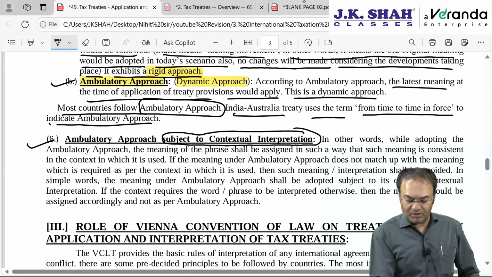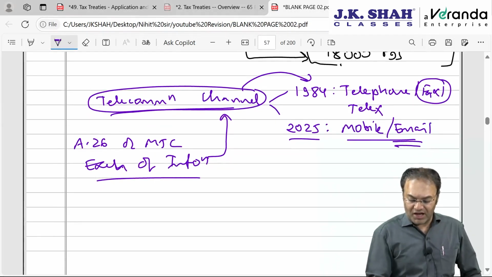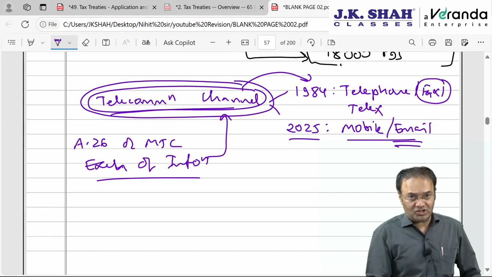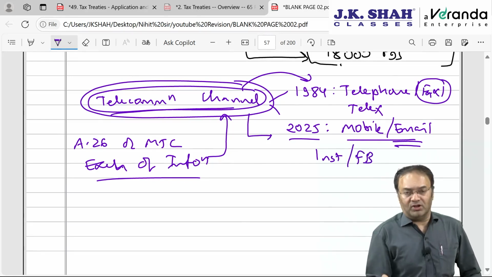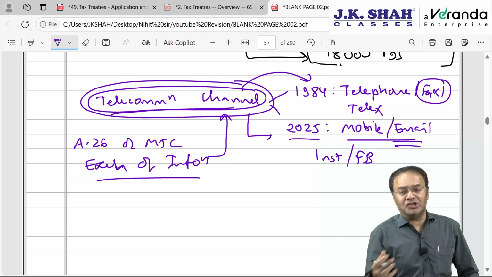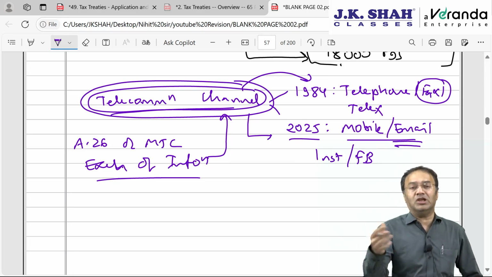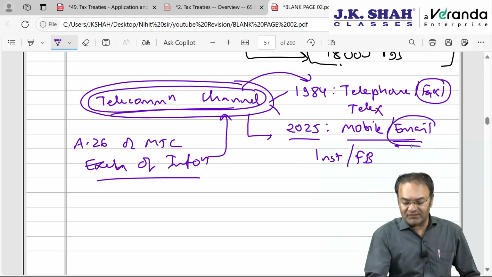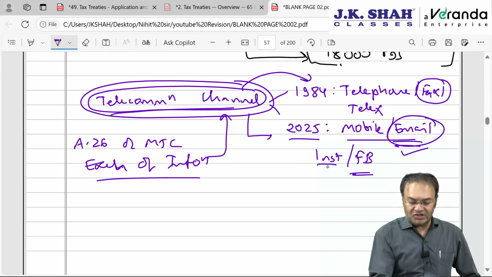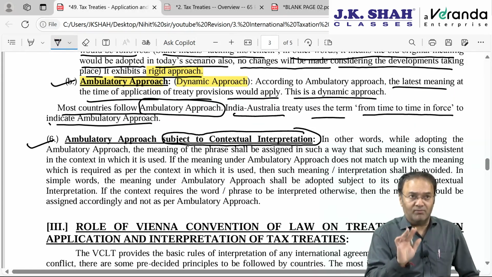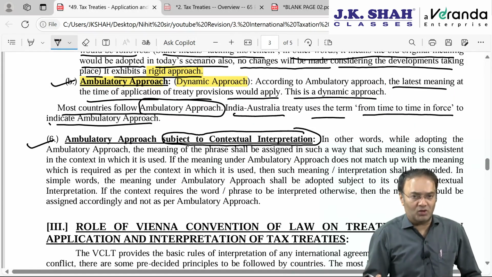Like for example, while following this dynamic approach to the meaning of telecommunication channel, it should not so happen that telecommunication channel would include Instagram also, that is IG, Facebook. That should not happen. A telecommunication channel would not mean exchanging documents through Facebook, not making it openly available. At the max, email is fine, but then Facebook is not fine, Insta is not fine, WhatsApp, Telegram, that is not acceptable. Okay, so ambulatory approach is subject to contextual interpretation.